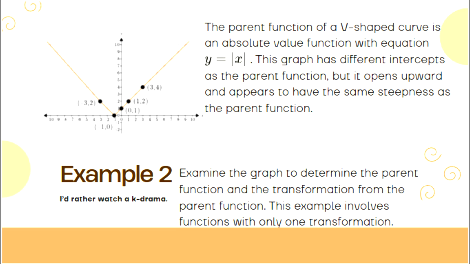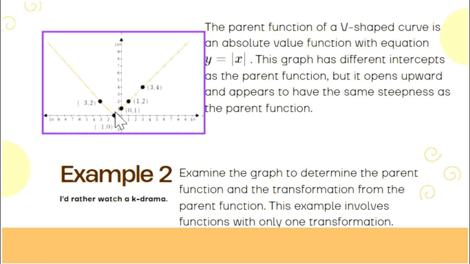This graph has different intercepts as the parent function, okay? Because the parent function goes to the origin at 0, 0. This is over here at negative 1, 0. But it opens upward and appears to have the same steepness as the parent function. And we know we only have one transformation. So this one has been translated horizontally. Okay, we can tell that. It just got shifted over.